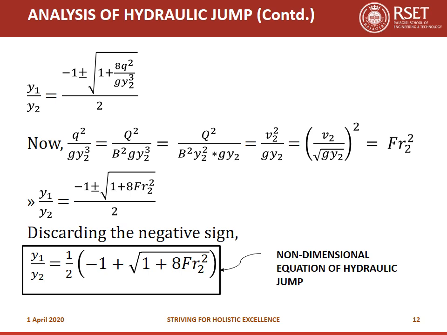If you look on the right hand side or on the left hand side, you can see that both of them are dimensionless. y1 by y2 is a dimensionless term. On the right hand side also, Froude number is a dimensionless number. And so on the right hand side there is no dimension, on the left hand side also there is no dimension. So this equation is known as the non-dimensional equation of hydraulic jump.